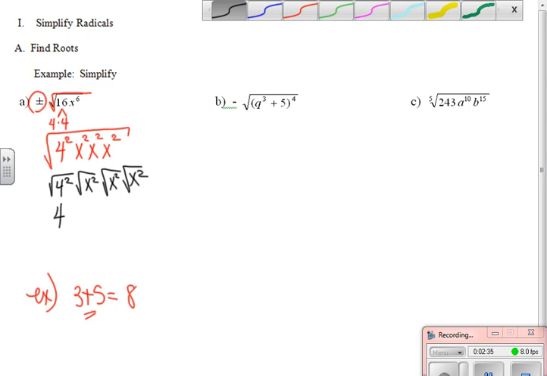The square root of x squared cancels, I leave x. The square root of x squared cancels, it leaves x. So my answer is 4x cubed.